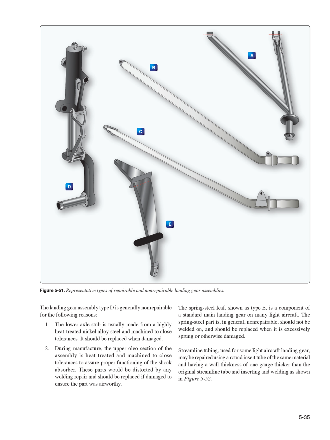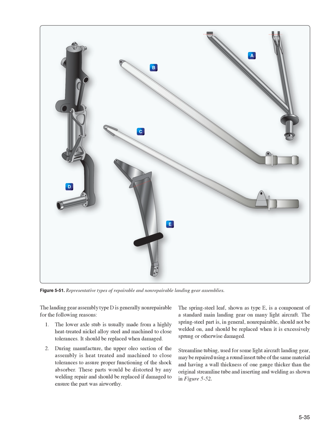2. During manufacture, the upper oleo section of the assembly is heat-treated and machined to close tolerances to assure proper functioning of the shock absorber. These parts would be distorted by any welding repair and should be replaced if damaged to ensure the part was airworthy. The spring steel leaf, shown as Type E, is a component of a standard main landing gear on many light aircraft. The spring steel part is, in general, non-repairable, should not be welded on, and should be replaced when it is excessively sprung or otherwise damaged.